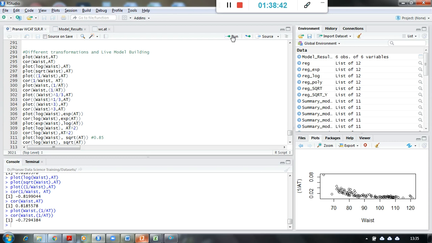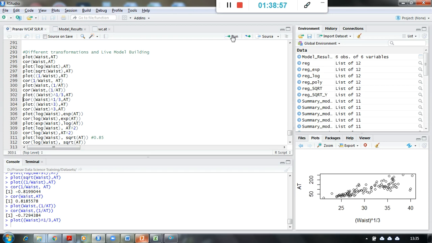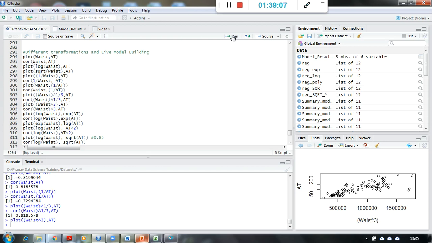So let us now try another transformation or another mathematical formula, that is waist to the power 1 by 3 and AHT. This is giving this representation. What is the correlation? Similar to the first one. So plot waist cube and AHT. It is giving me another representation. Let us see, the correlation has reduced to 0.79.